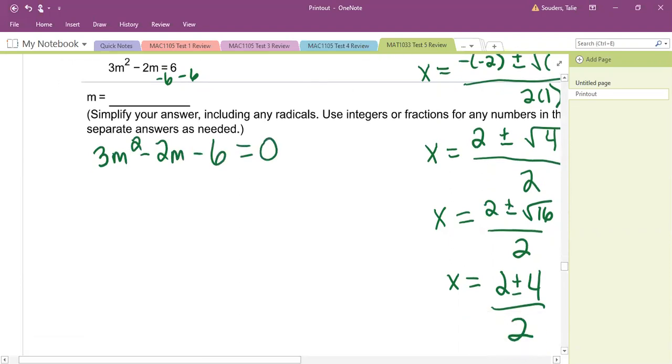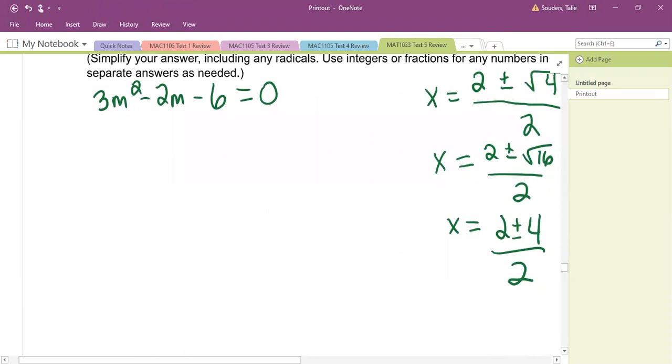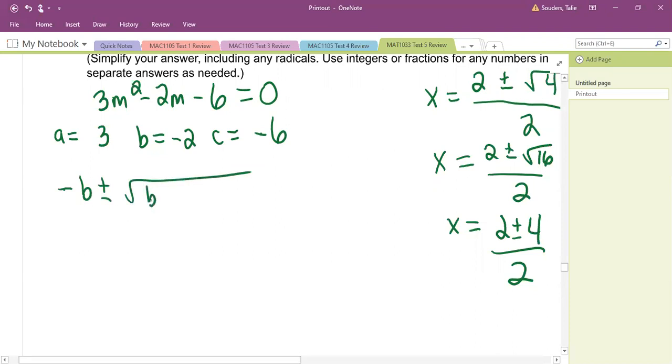And now we can identify A, B, and C. What is A? 3. Good. What is B? The -2. And C. -6. Good. And then we're going to use the same formula, and I'd like you guys to try it out. See if you can work this one out correctly.